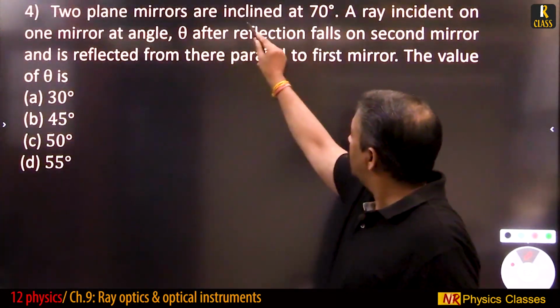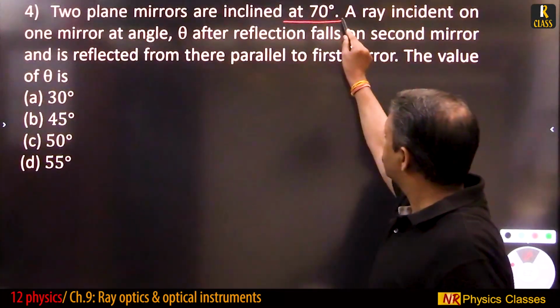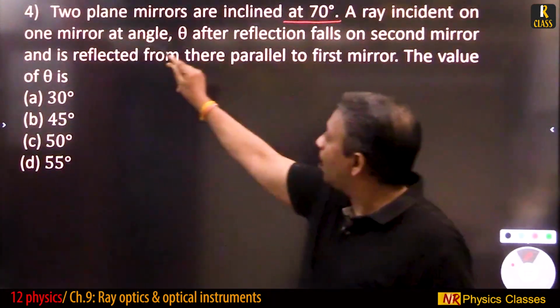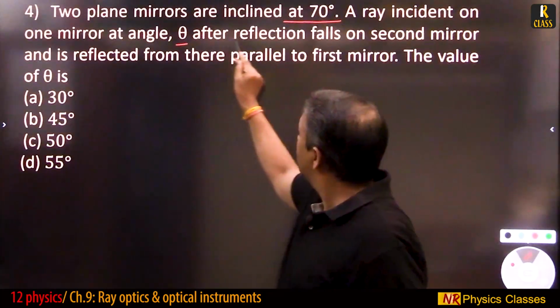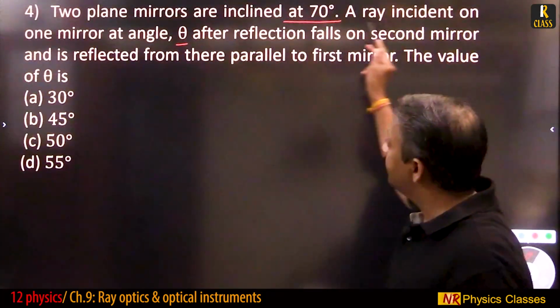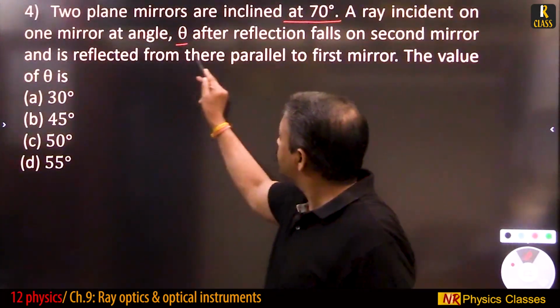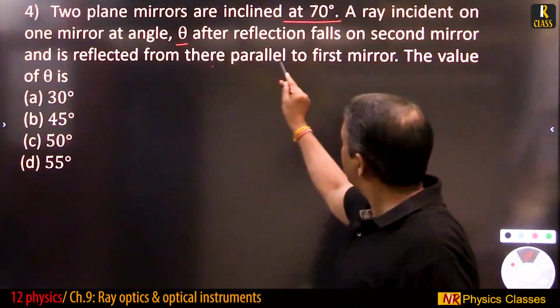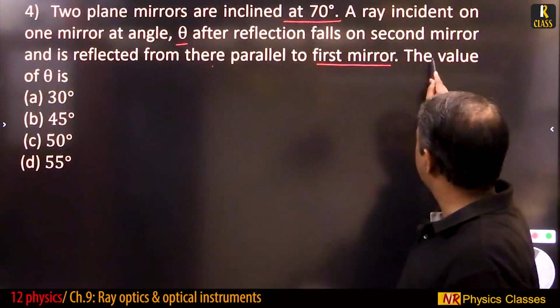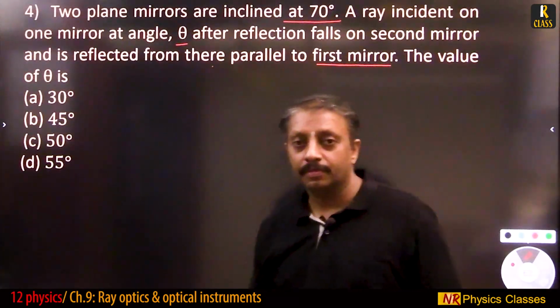Two plane mirrors are inclined at 70 degrees. A ray incident on one mirror at an angle theta, after reflection, falls on the second mirror and is reflected from there parallel to the first mirror. Find the value of theta.